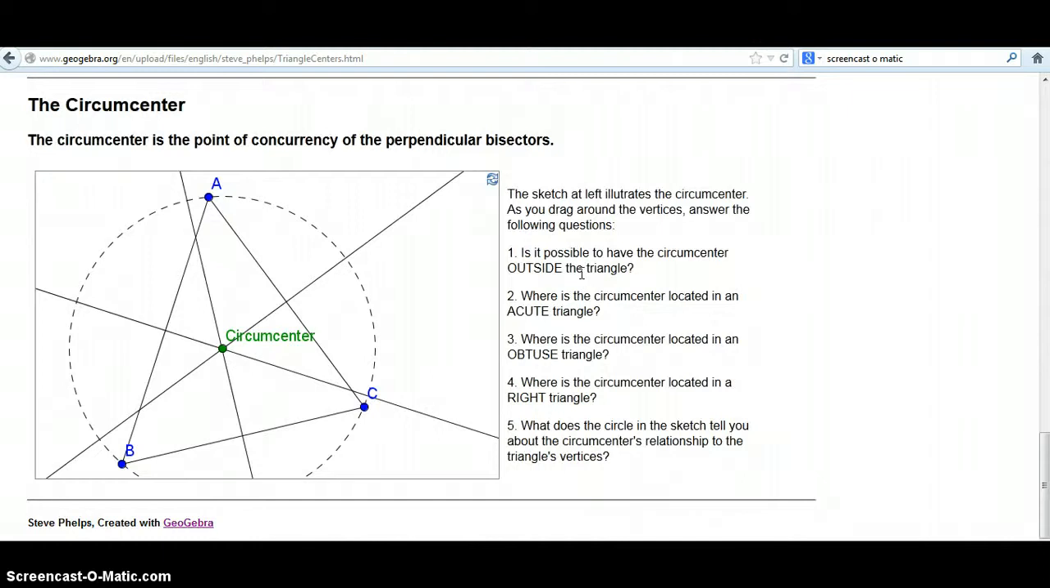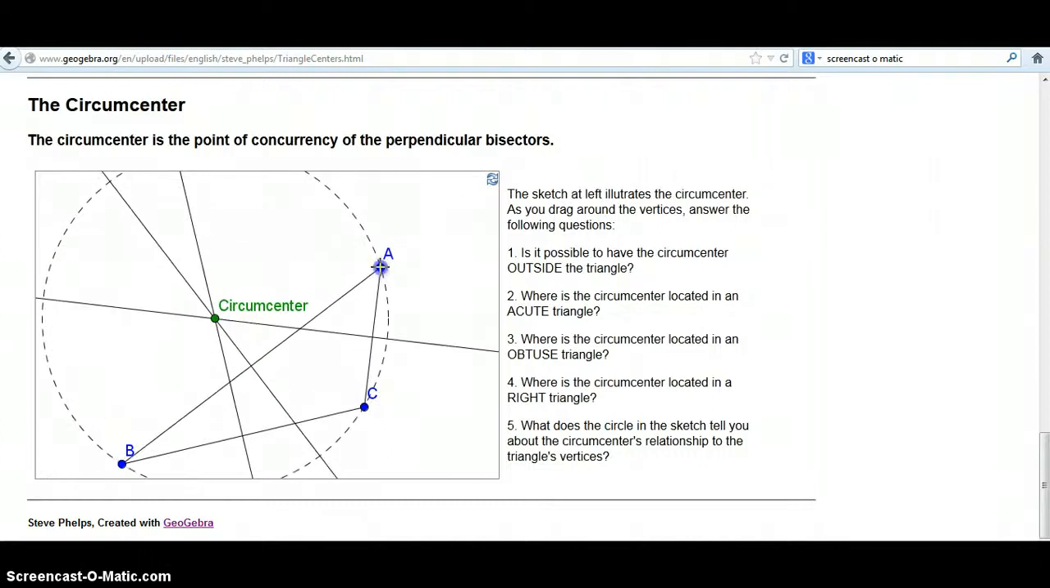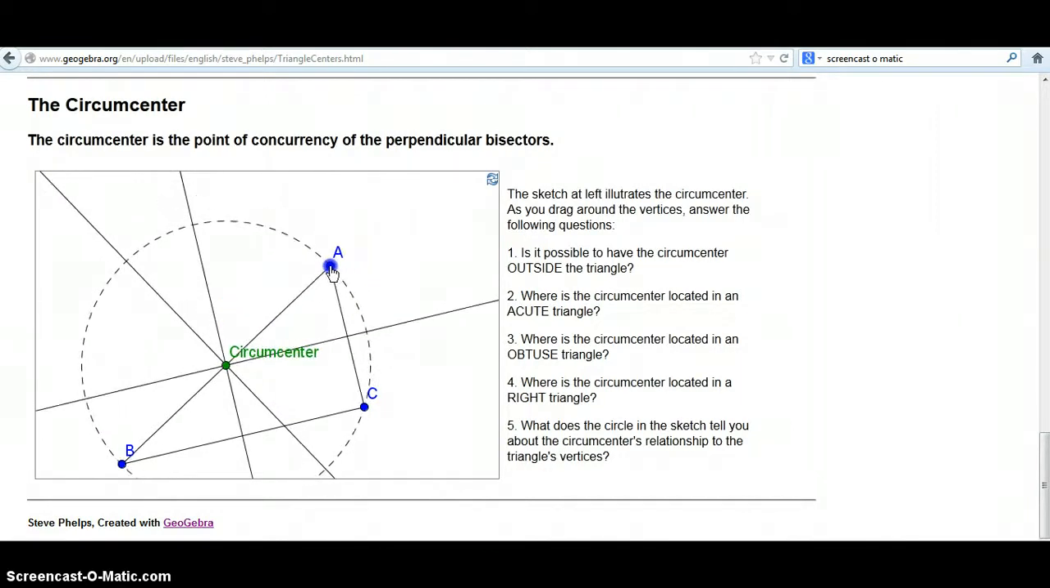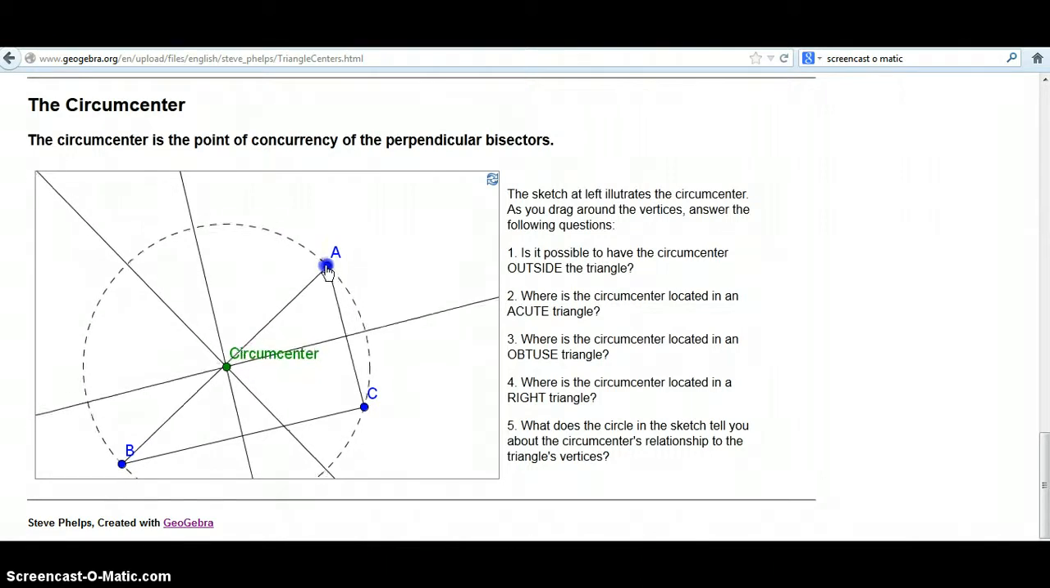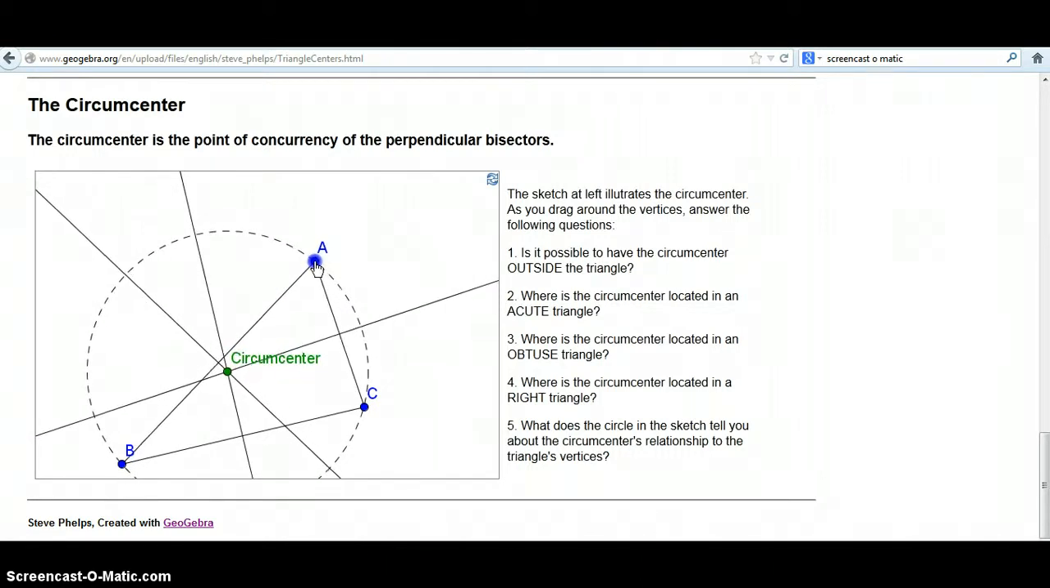And finally, the circumcenter. Okay, the most useful one. Is it possible to have the circumcenter outside of the triangle? Yep, it is. Where is the circumcenter located in an acute triangle? Well, right now this is not an acute triangle because C is bigger than 90. So let me move this around. Well, let's see, that's almost, there we go. There's an acute triangle. And notice as soon as it became acute, it moved inside of the triangle. So the circumcenter is located inside of an acute triangle.